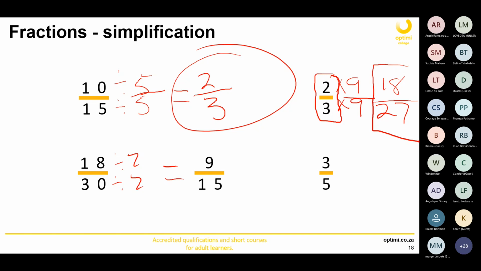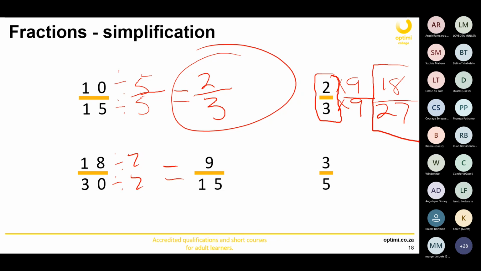Can 9 and 15 both be divided by 2? No, they can't. 9 can be divided by 2, but it will give me 4.5, and I cannot have 4.5. 15 can be divided by 2, and it will give me 7.5, but I cannot have a half. I want whole numbers. So it cannot be divided by 2. Then I'll go to the next number.